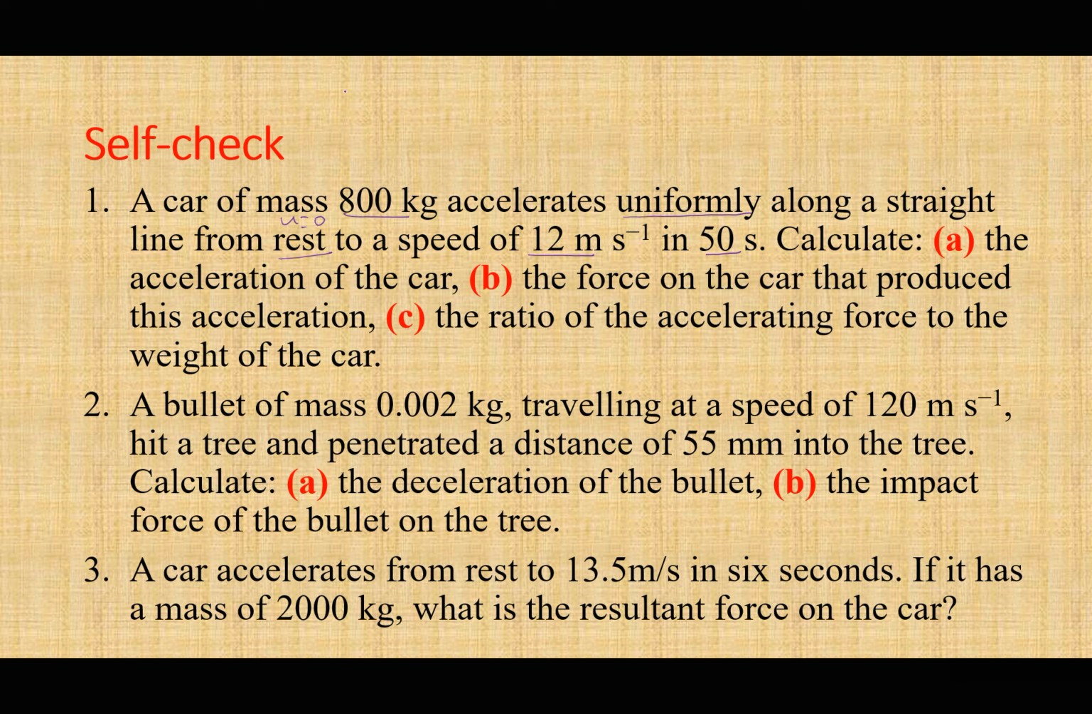Of course, for acceleration, it is final velocity minus initial velocity divided by t. So that would be 12 minus 0 divided by 50. The acceleration would be 12 divided by 50. The acceleration is 0.24 meters per second squared.